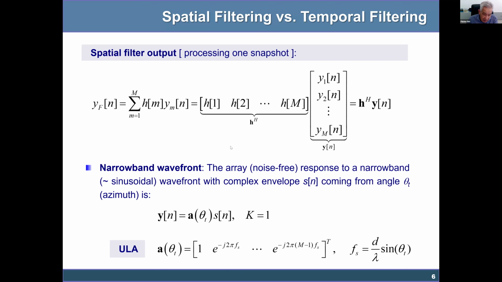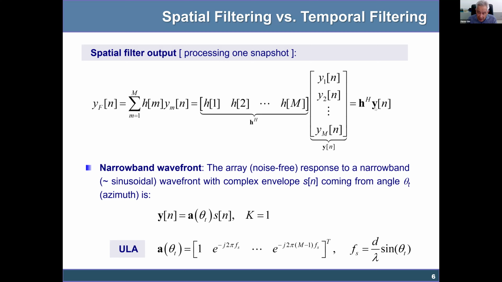Now, to understand this, let's write again the impulse response of the m-dimensional spatial FIR filter as a row vector, and we call it h Hermitian. Then we define the m-dimensional column vector that contains the output at time n of each sensor from 1 to m. So this linear convolution can be expressed in this way, okay?